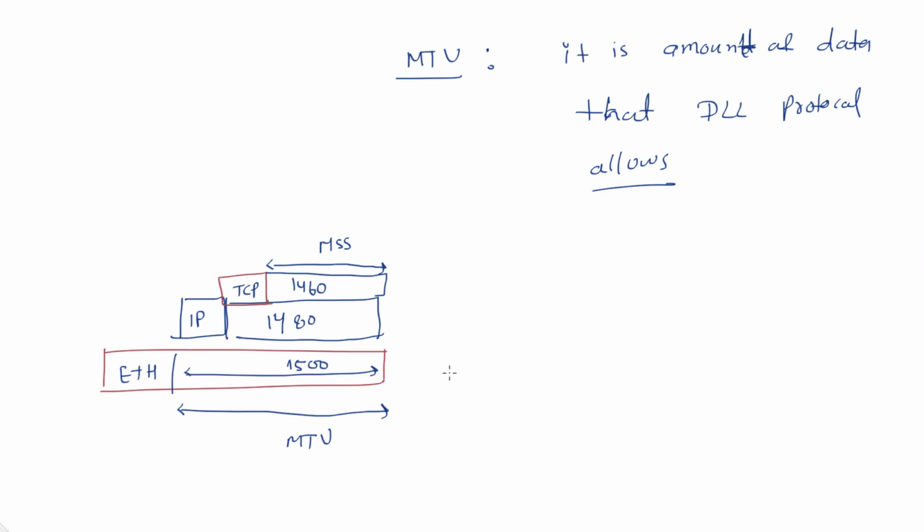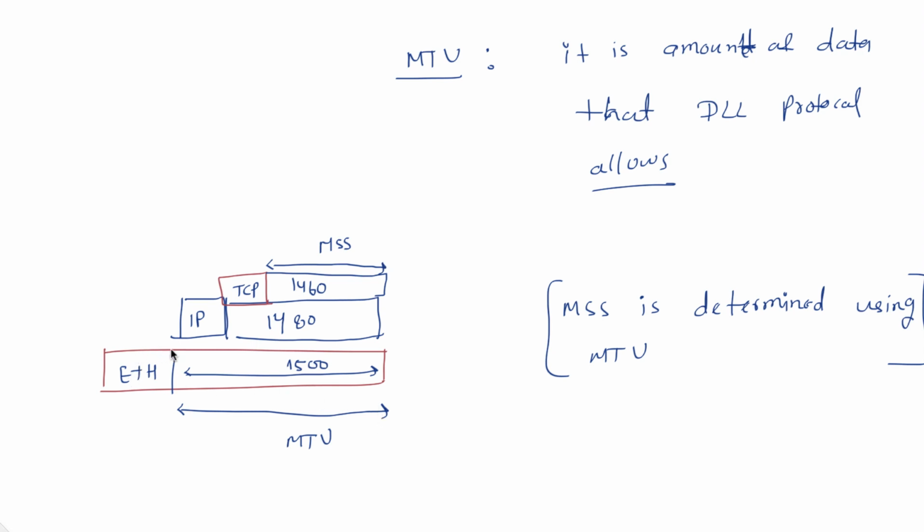So MTU is at the data link layer and MSS is at the transport layer, and you can say that MSS is determined using MTU. I hope you got it, because at the data link layer you have MTU, which is the amount of data that the data link layer is allowing, and at the transport layer you have MSS. Both are without the header: at the data link layer this is without the data link layer header, at the transport layer this is without the transport layer header. So both are the amount of data that these protocols are allowing.